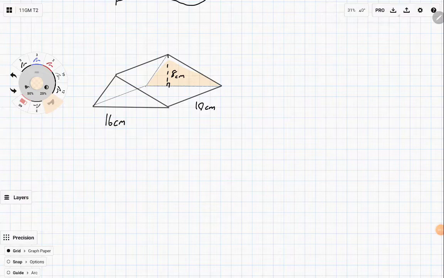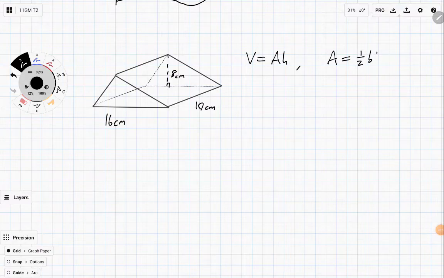The rectangle on the bottom actually doesn't have a match on the top, because at the top it's just a line, which doesn't actually match. So this is a triangular-based prism. To work out the volume, volume is equal to area times height. In this particular case, the area is equal to a half BH, where these two H's are in fact different. So let's just ignore the rest of it and just look at the triangle.